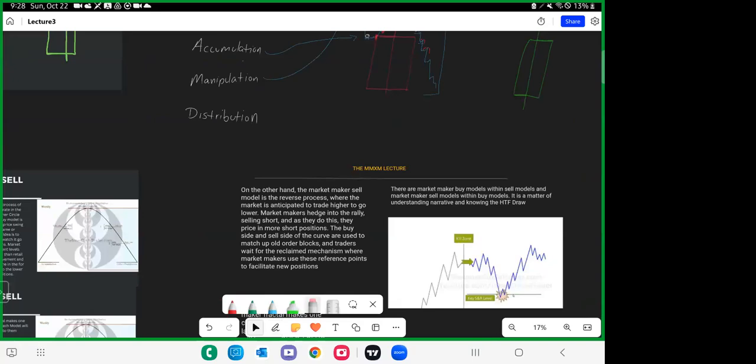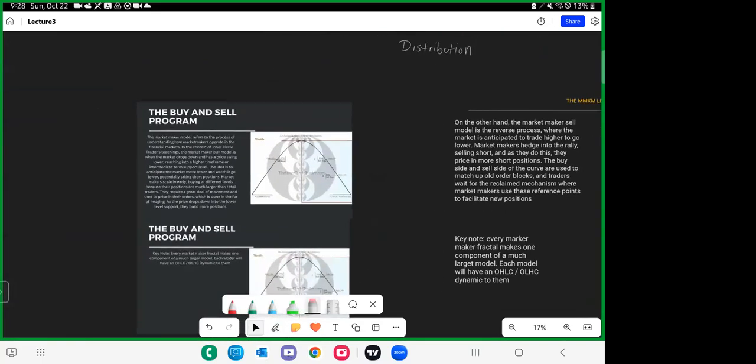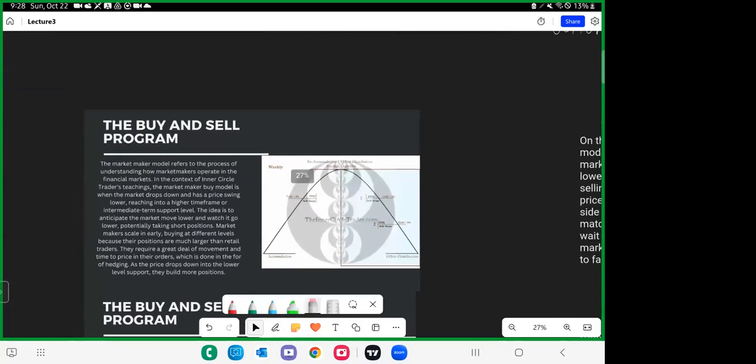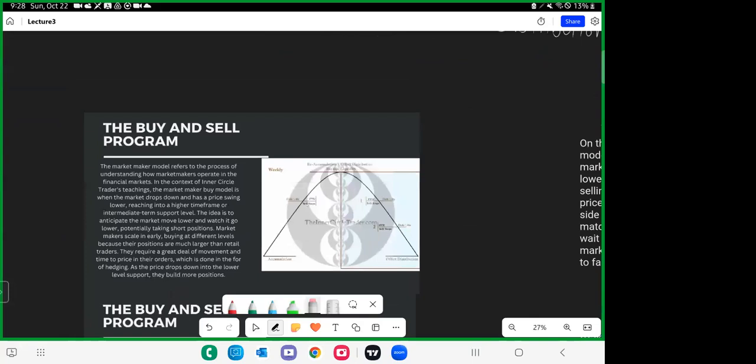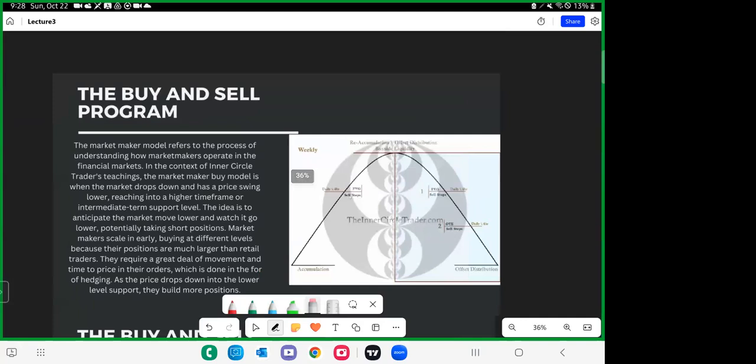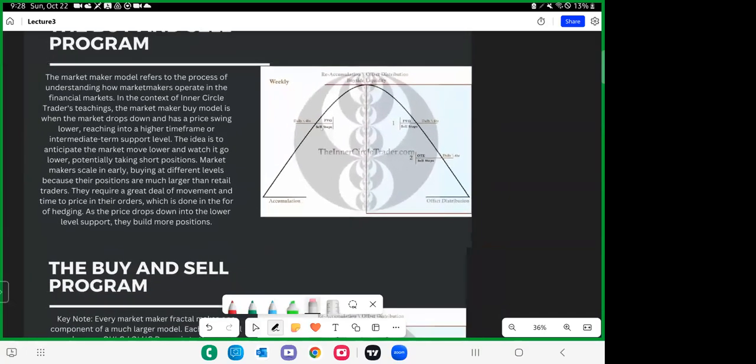All right. Now, let's move into the actual market maker piece, the buy and sell program. The market maker model refers to the process of understanding how market makers operate in the financial markets. So in the context of ICT, the market maker buy model is when the market drops down and has a price swing lower, reaching into a higher time frame or intermediate term support level.